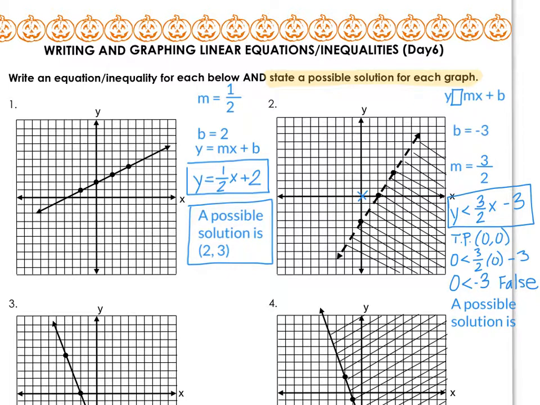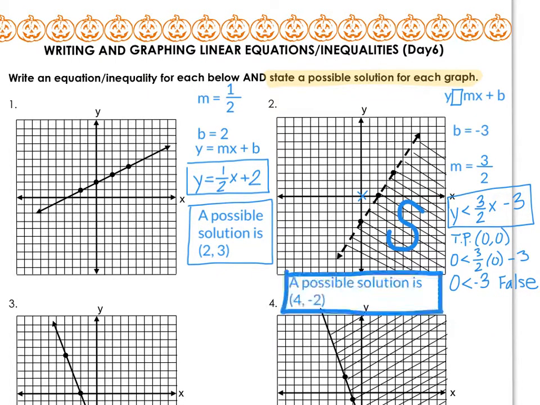So for a possible solution, it might help you to put an S in the solution region: anywhere below the line. Since it's a dotted line, we definitely can't have any points on the line because those are not part of the solution. So any point that's down below here, for example over 1, 2, 3, 4, down 1, 2. I always try to pick one that's way in the solution region, not close to the line, so I know for sure it's part of my solution. So I'm going to put over 4, -2. A possible solution would be (4, -2), and that's only one of many options.